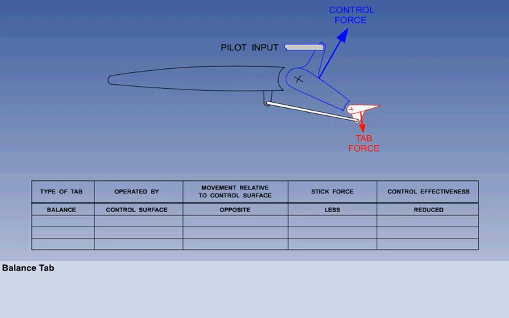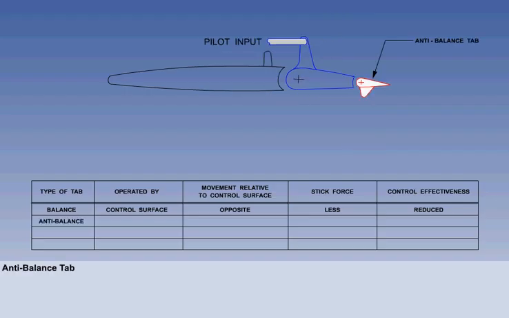To summarize, the balance tab reduces the hinge moment, stick force and feel. The pilot moves the control surface, which moves the balance tab. The balance tab moves in the opposite direction to the control surface, giving a reduction in control effectiveness. The second type of tab we will consider is the anti-balance tab.